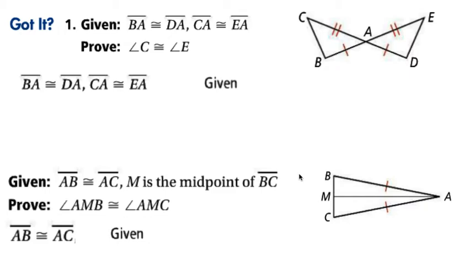Let's take a look at a couple more examples. I'll do the got it one for you, and then I'll have you pause the video for the second one and see if you can try that one on your own. On this one, we are given that segment BA is congruent to DA, which we have marked. And side CA is congruent to EA, which we also have marked. So we have 2 sides that are congruent. We want to prove that angle C is congruent to angle E. If we can get the triangles congruent, then we can say that the parts are congruent.